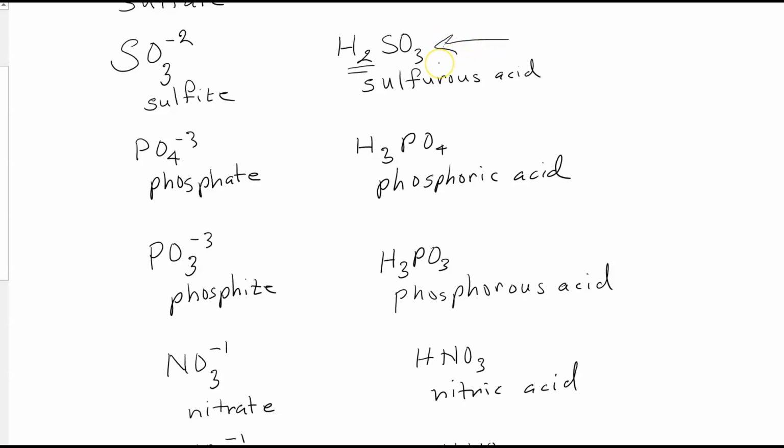So I hope this provides you with some background, and hopefully you can see that this is where the error was, that I wrote down H3SO3 instead of H2SO3, so hopefully you can all see the correction at this point.